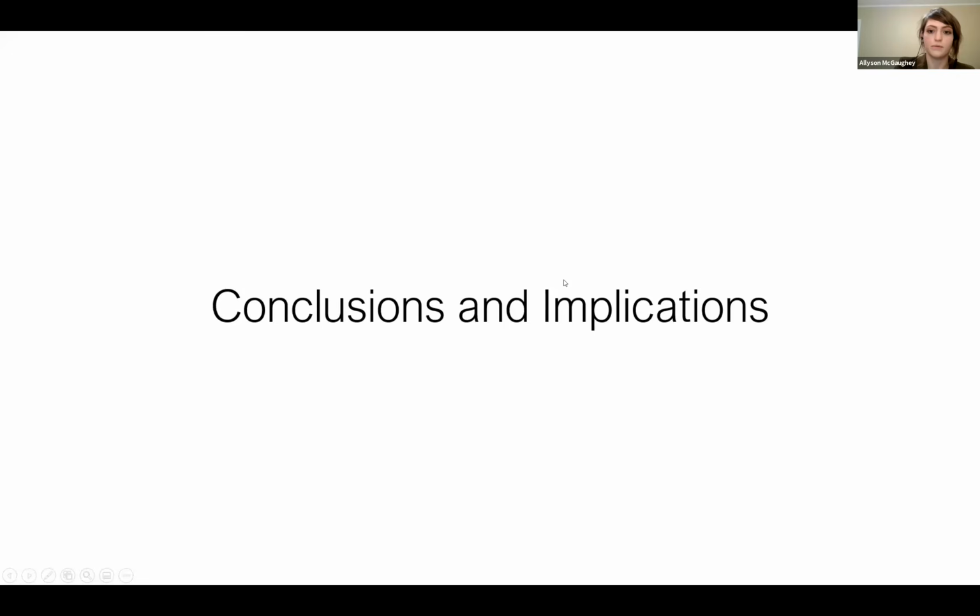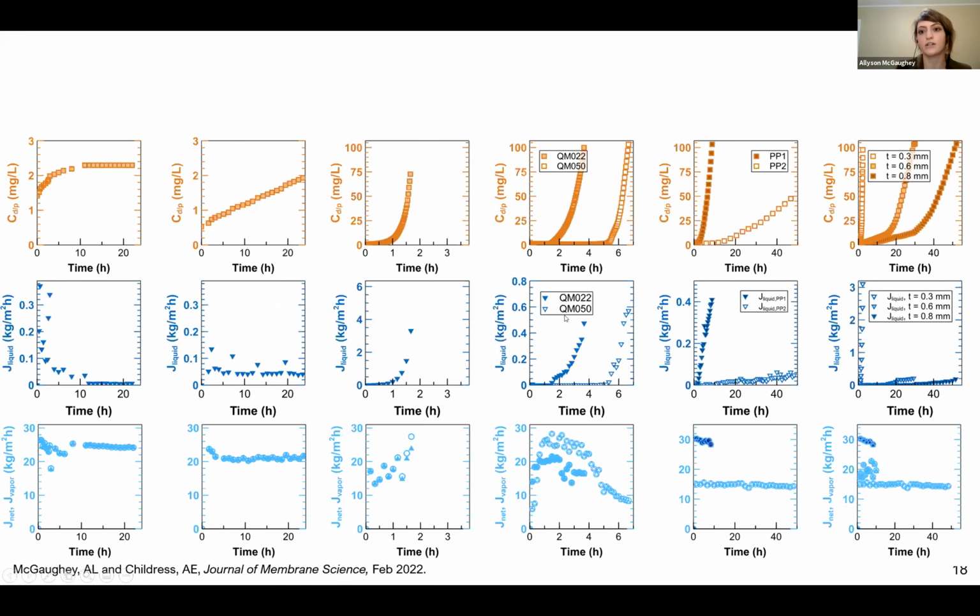So that brings me to my conclusions. So here I'm just showing all of the data that was used in this paper, including the polypropylene results that I didn't quite have time for today. But we saw increasing CDP at decreasing liquid flux, especially at short operating times. And we attribute that to solute mixing, which is an experimental artifact that may be common in recirculating systems.